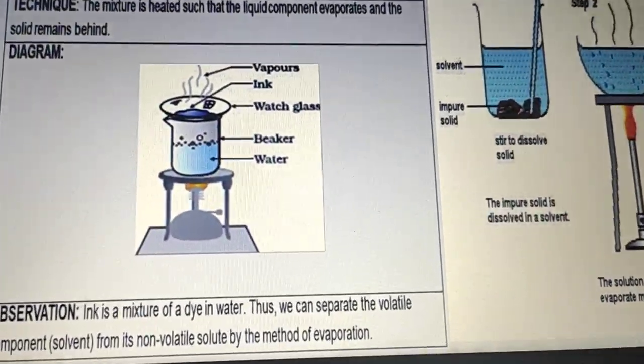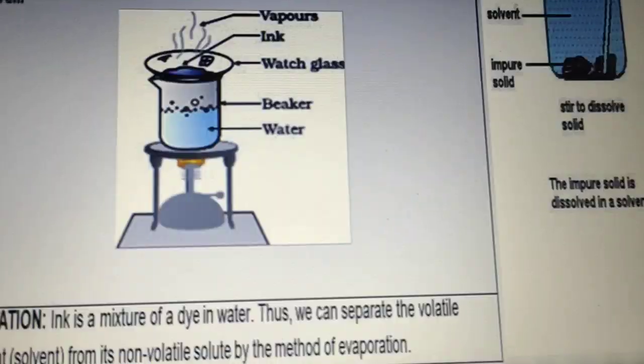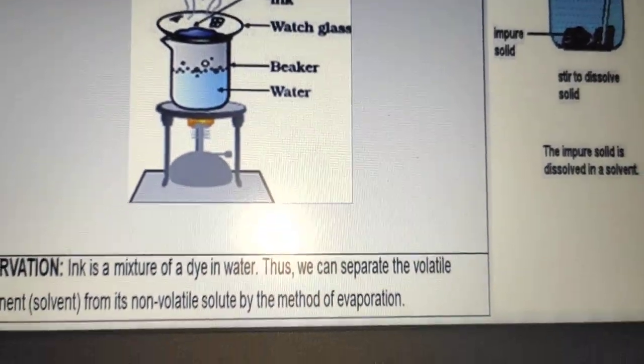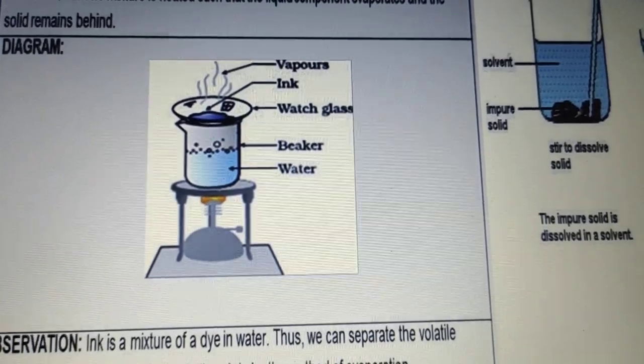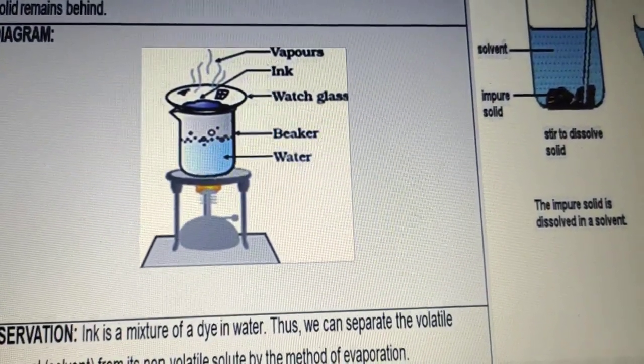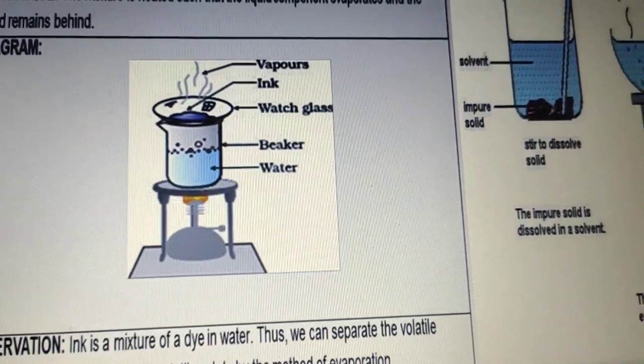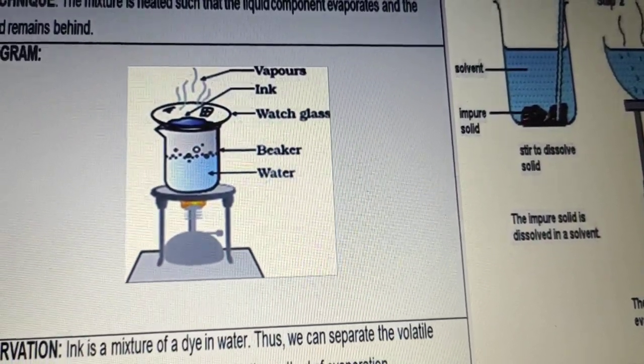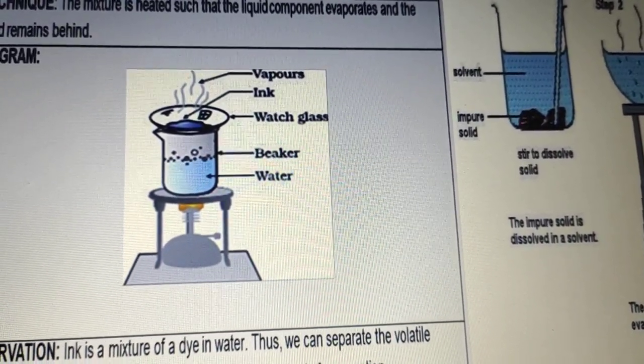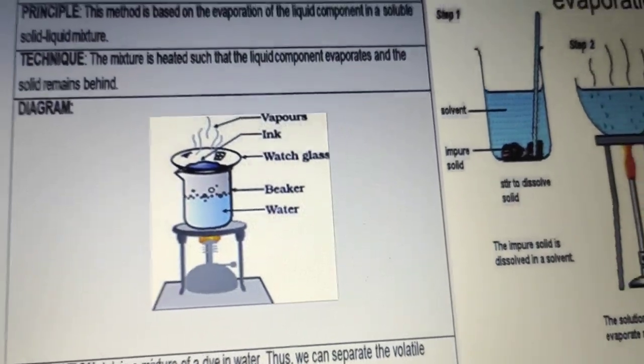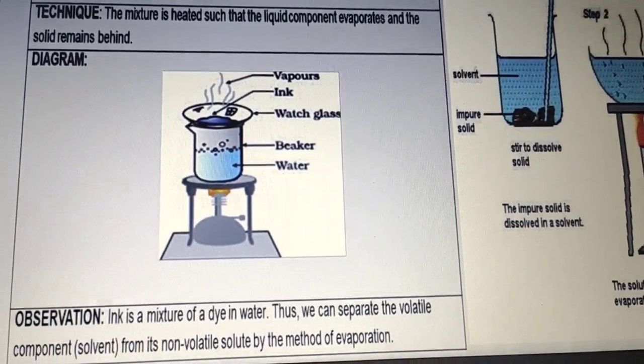So there is a diagram. You can see there is a stand, a burner, a beaker containing water, and above it a watch glass containing the ink. On burning, the vapors of the ink are generated, that means the evaporation process.